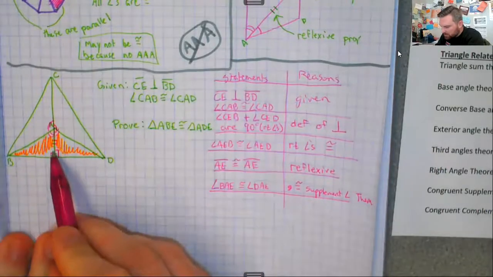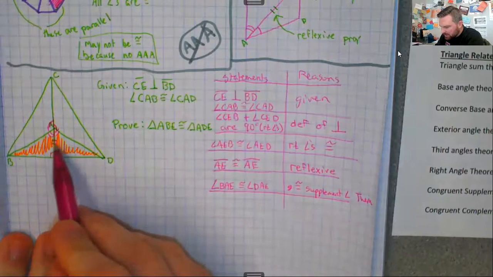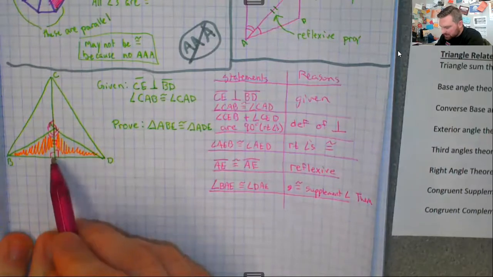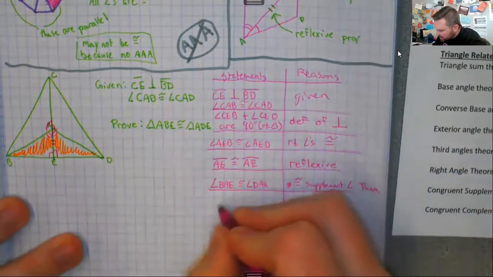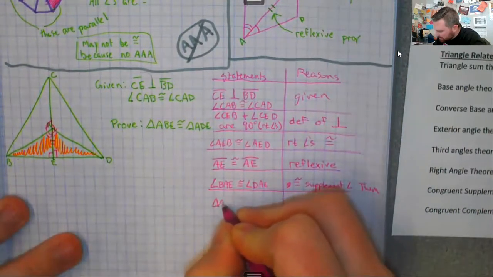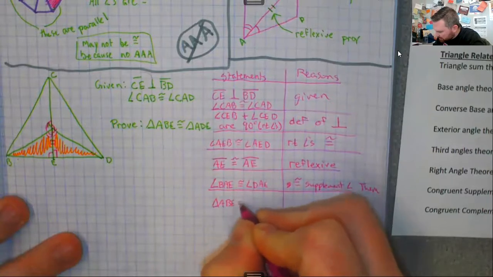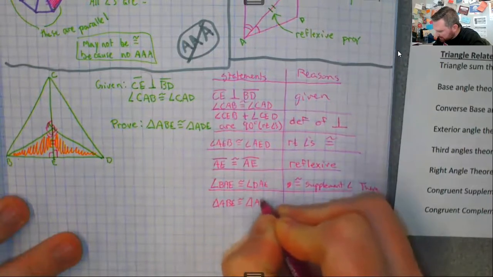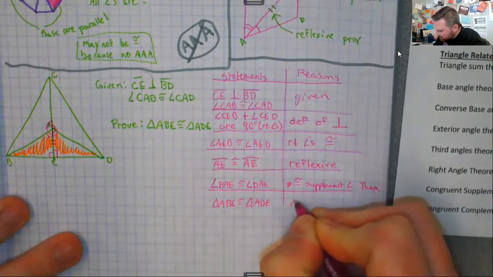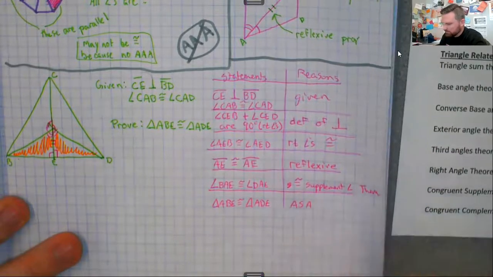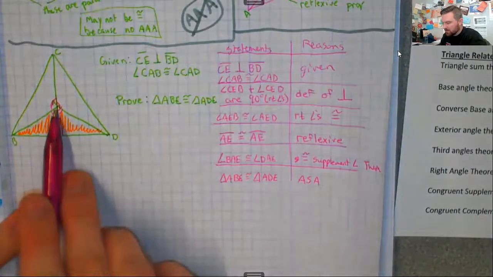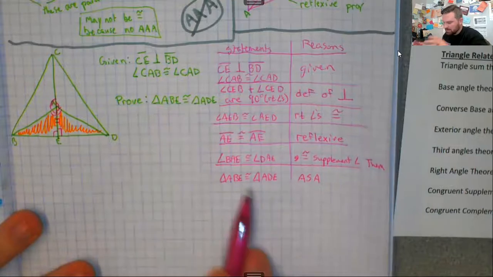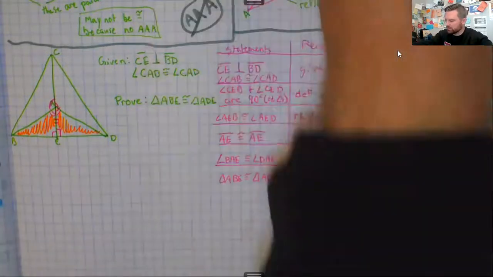So here I have these two angles, these two sides, and these two angles. So this is angle, side, angle. So I can now say that triangle ABE is congruent to triangle ADE by angle, side, angle. That's what I needed to prove was right there. So I am all done with that proof.